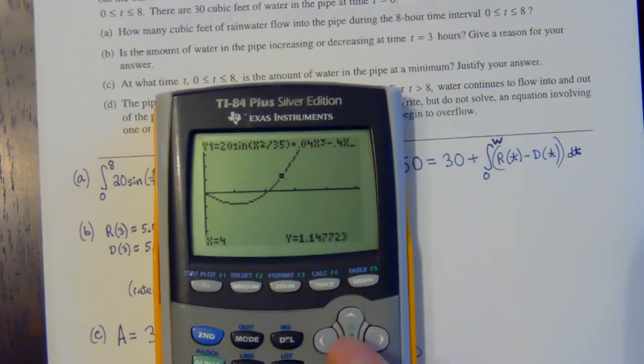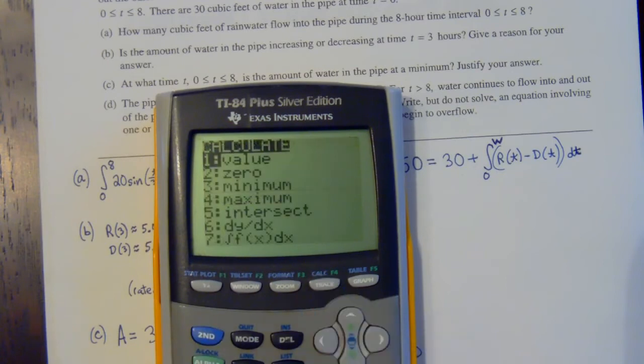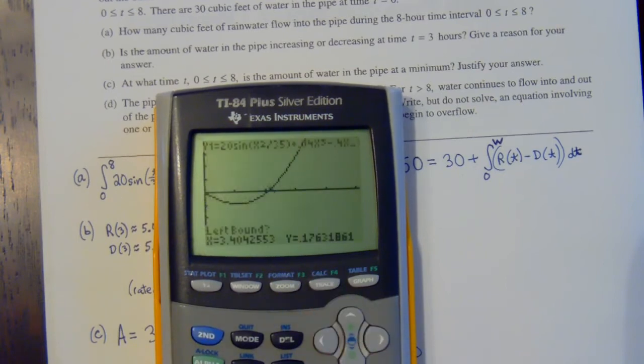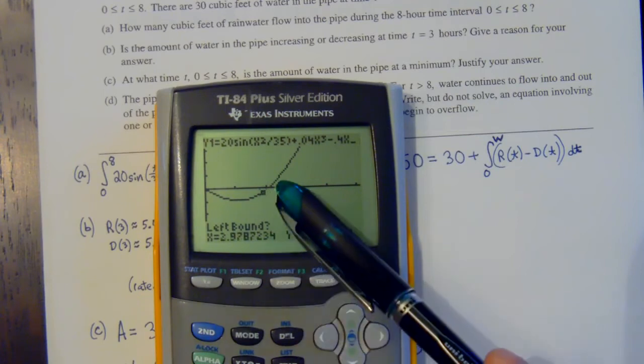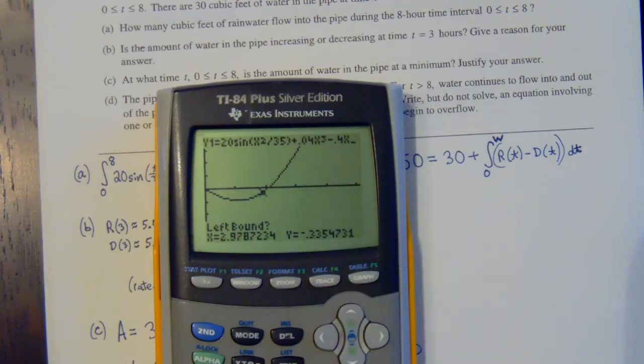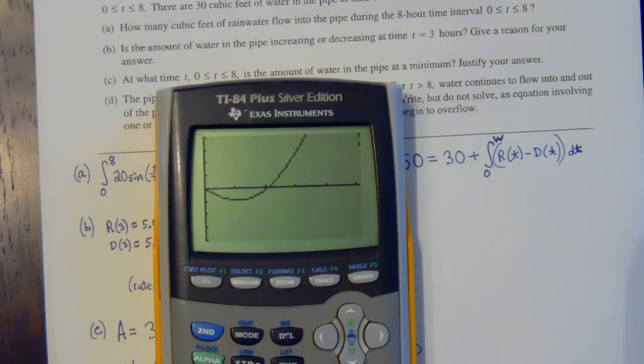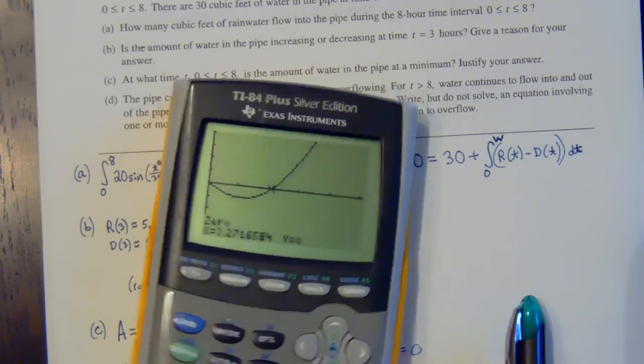This one, we're going to trace it, put our cursor near there, and then we're going to hit second trace and go down to number 2 where it says zero. And then it says left bound question mark. You've got to move it to the left of that x-intercept. On an increasing function, it'll be below the x-axis. I'm going to hit enter there. Right bound question mark, I've got to move it to the other side of that x-axis. Make sure that the y's change sign. And then once they do, you can hit enter again. Then for the guess, I just hit enter a third time. And then it gives us this 3.272 number.